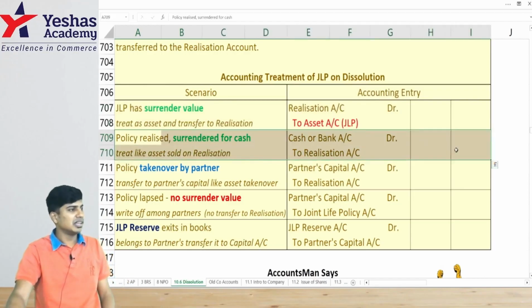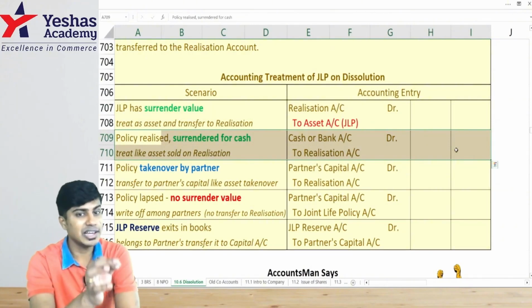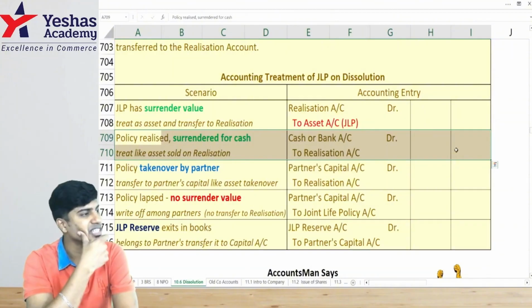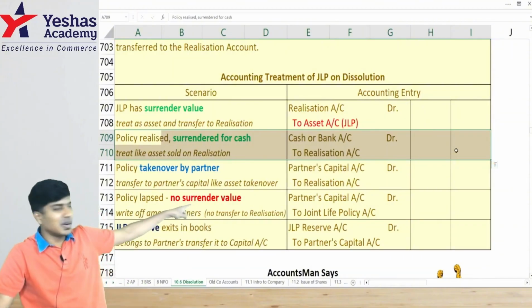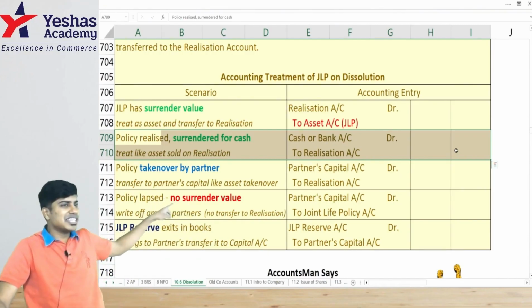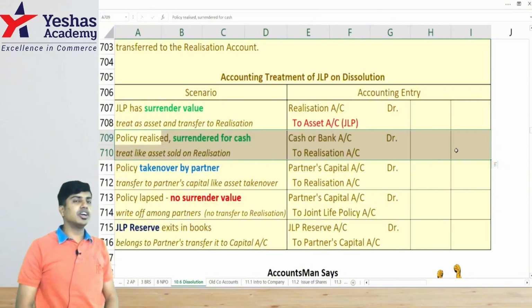Insurance company will give you surrender value. This is nothing but sale of asset. What is the entry for sale of asset? Cash account debit to realization. You wrote the same entry that you pass when you sell the asset. Are you getting it? Sir, I did not sell the asset, sir.